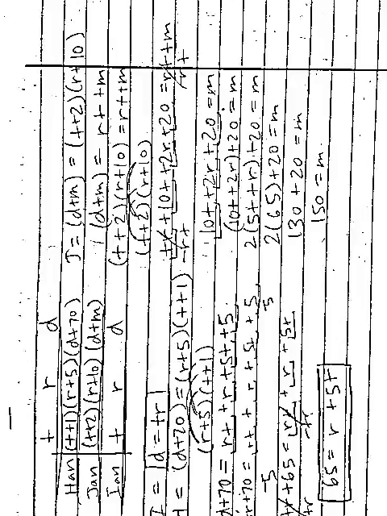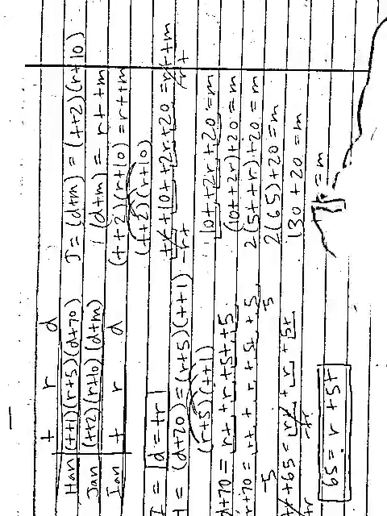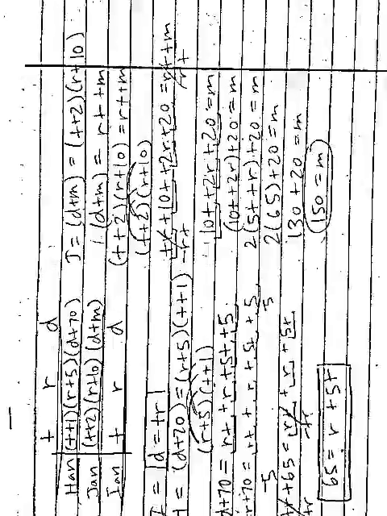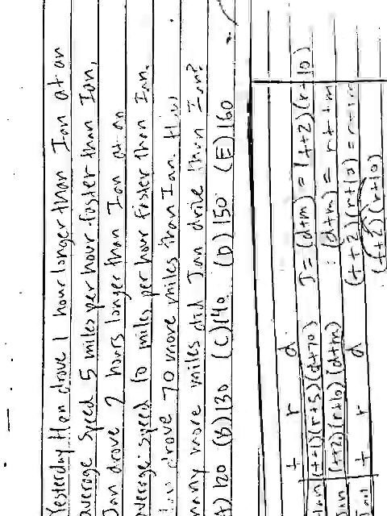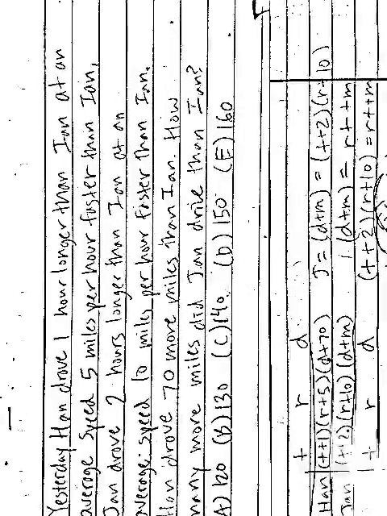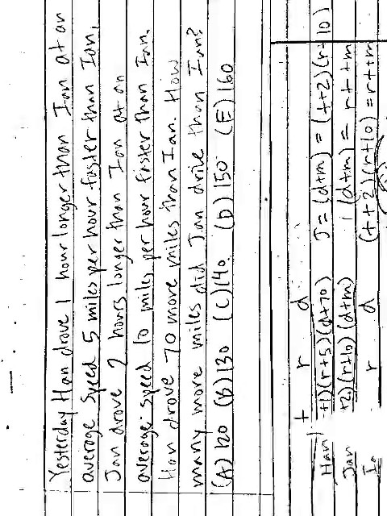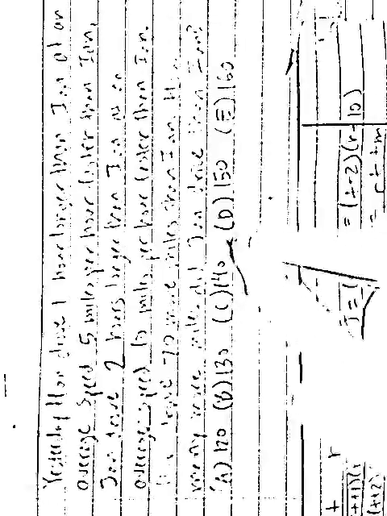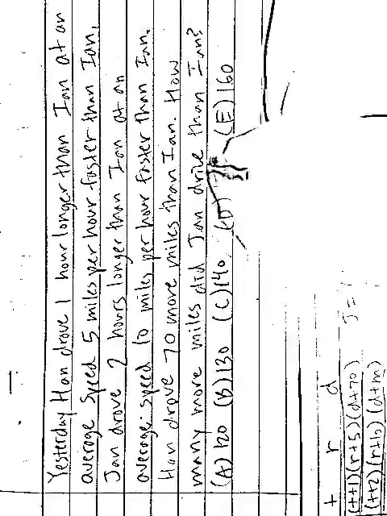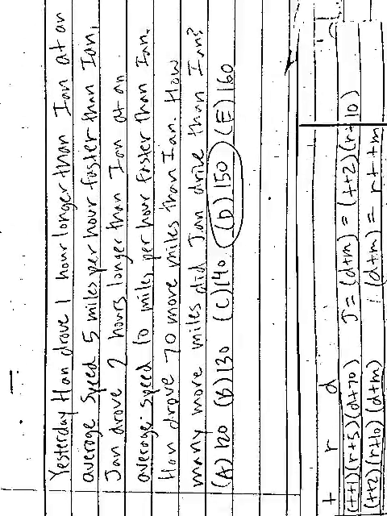So going back to the question, I'm going to circle this. Going back to the question, these are the answers. A is 120, but as you know, the answer is actually 150. So the answer is D, which is 150. And that's it.